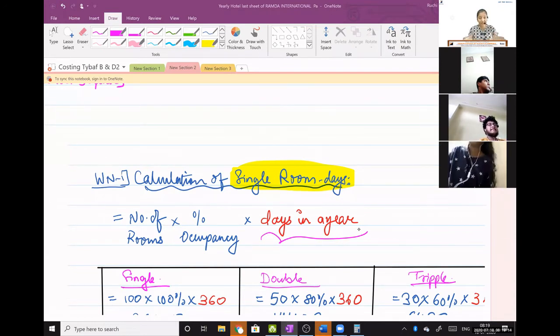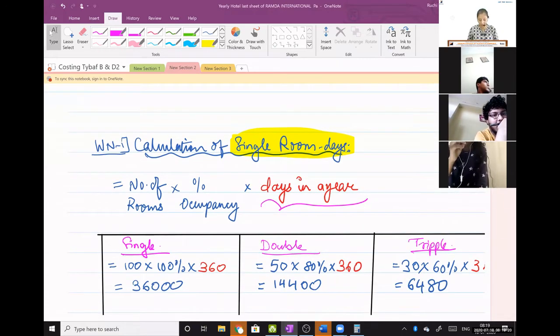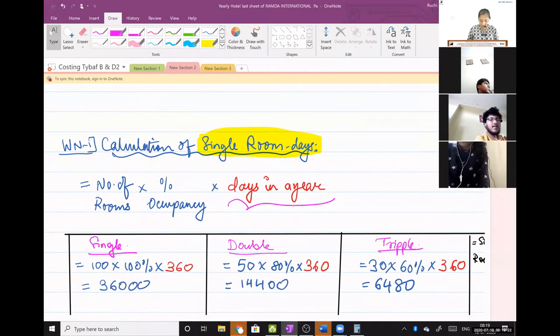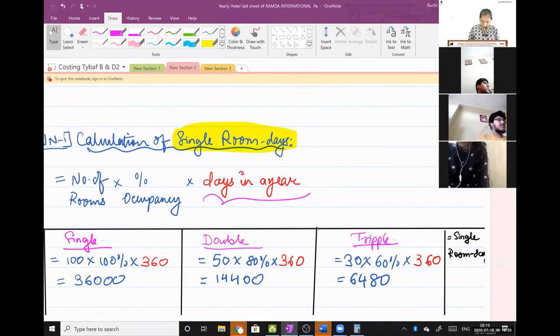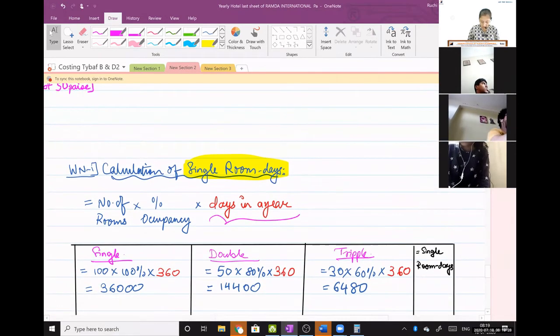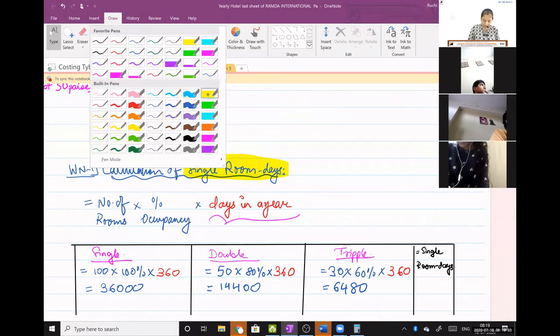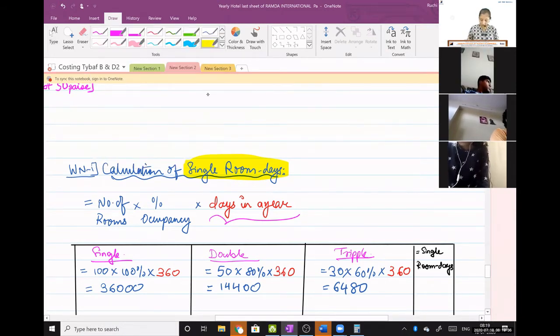Okay. Now, divide it like this: single room, double room, and triple room. Obviously, you have to calculate separately. Look into the screen first, then later on you can copy, or you want to take a screenshot, you can take that. But first, look what I am doing.